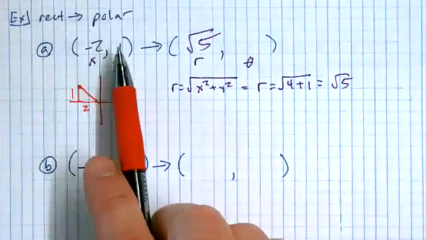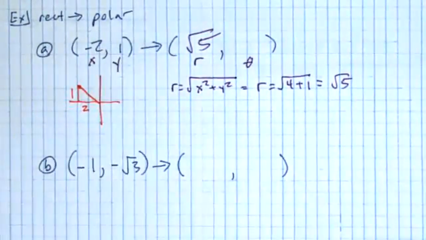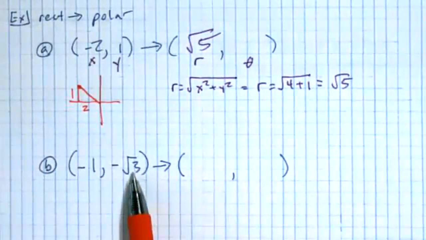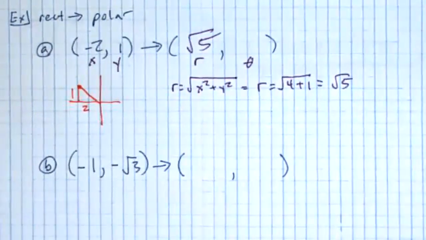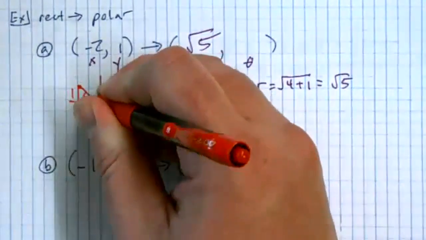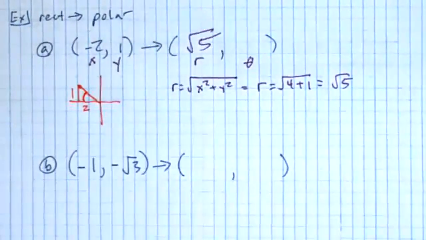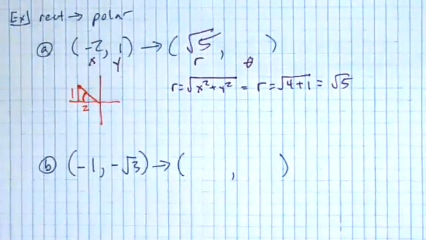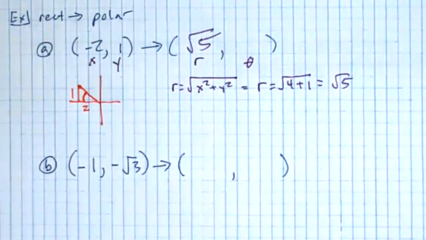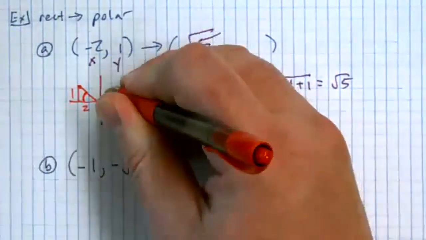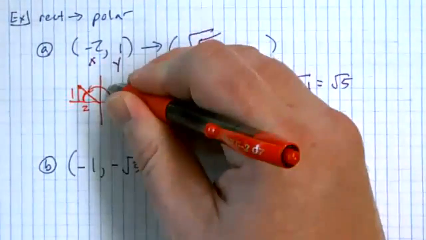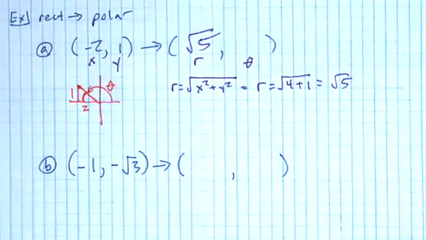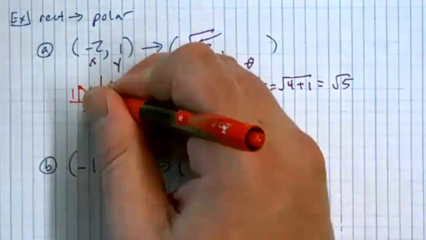The y coordinate's positive. In part B, yes, it will be in the third quadrant. So what I'm going to do is solve for this angle right here. But that's not theta. Keep in mind that's the reference angle. Theta is this angle here. It's going to be bigger than 90, smaller than 180. But I'll start by solving for this angle here.